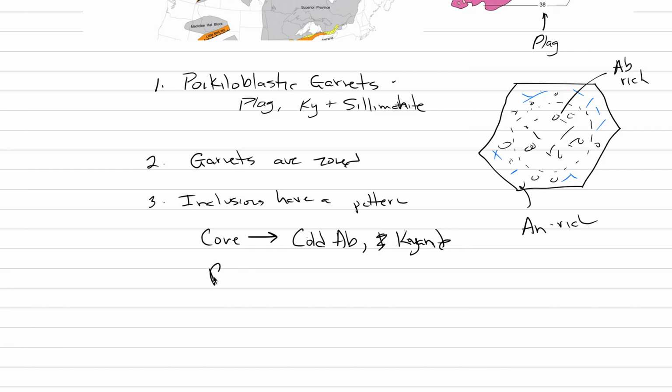The rim, let's just double check this. Yeah. The core has kyanite. I did the colors backwards. My bad, people. The rim has hot anorthite plagioclase, and it has sillimanite.